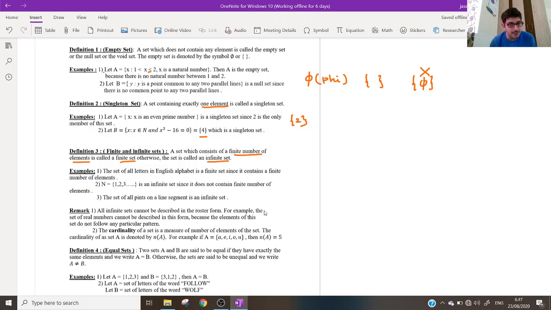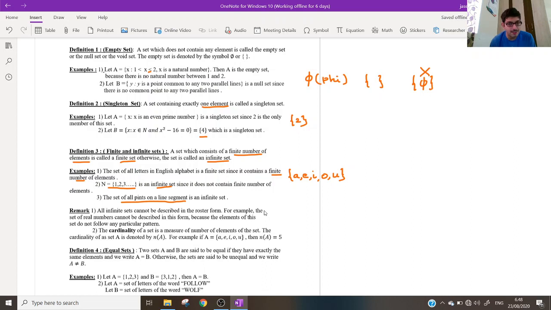The set of all vowels in the English alphabet is a finite set. It contains a finite number of elements, that is A, E, I, O, U. This set has 5 elements, which is a finite number. And the set of natural numbers, that is 1, 2, 3, etc., is an infinite set because it does not contain a finite number of elements. Similarly, the set of all points on a line segment is also an infinite set.